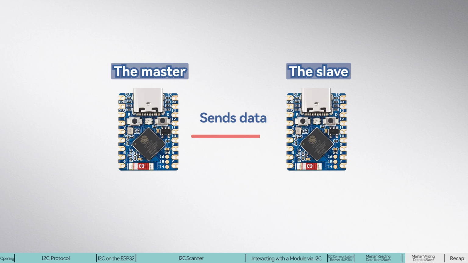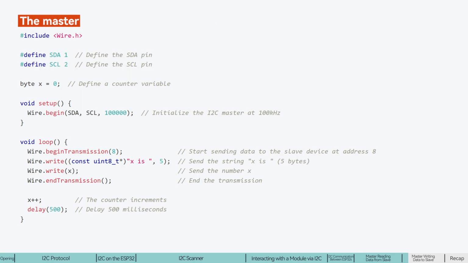Now look at the other example. The master sends data to the slave. In the master code, we repeatedly call Wire.beginTransmission, Wire.write, and Wire.endTransmission. The function of this combination is to send data to the device with address 8. Here we send a string "x is" and an ever-incrementing number x.